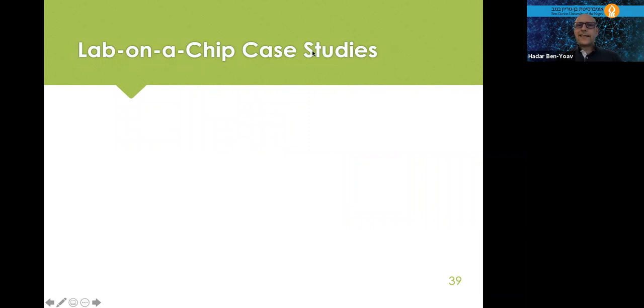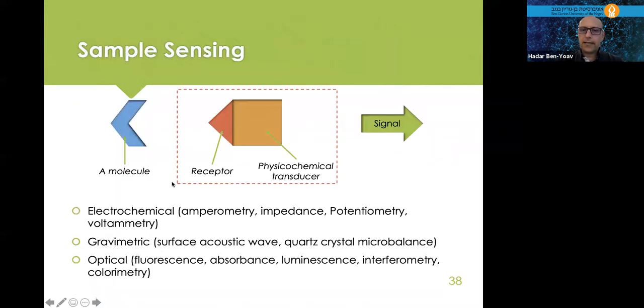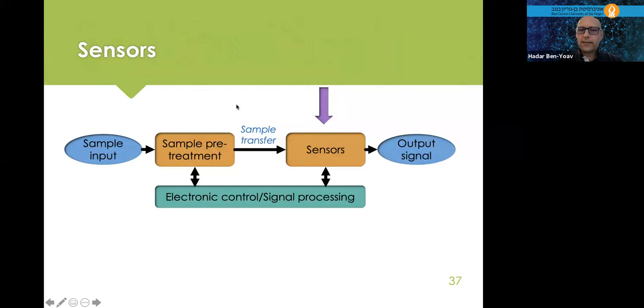Let's see some case studies for lab on a chip, some examples. Case study one: a point of care platform for quantifying active enzymes. Here we see a lab on a chip that has the different components we discussed. Remember, let me go over the components again: the pretreatment, sensors, output signal.